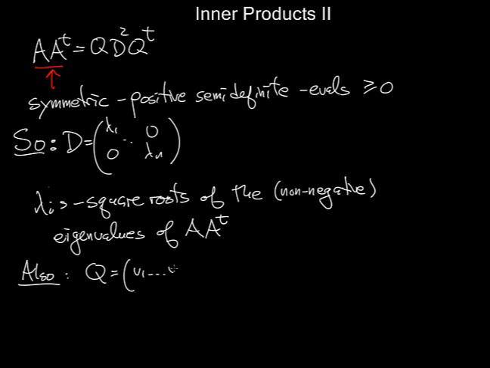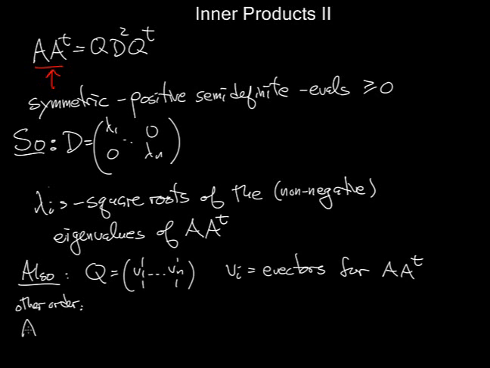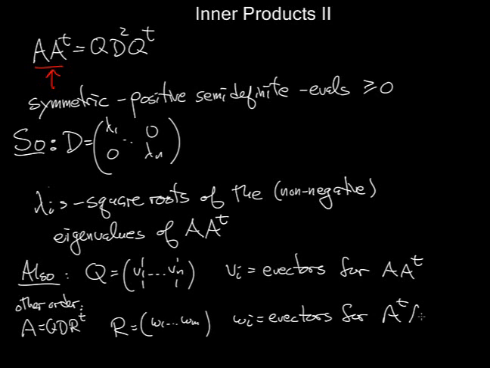And you also see from this equation up at the top that the matrix Q is made up of the eigenvectors for this matrix AA transpose. That's the standard thing when you're doing this for a symmetric matrix. And if you do things in the other direction by symmetry, you see that R is made up of the eigenvectors of A transpose A.